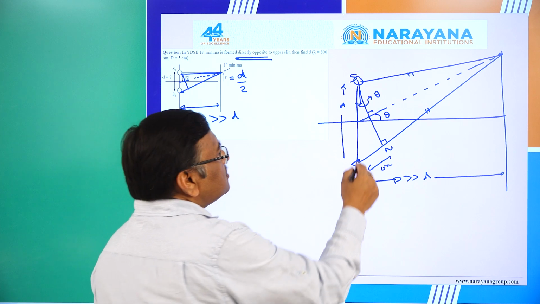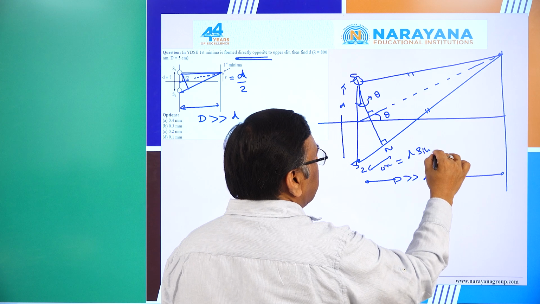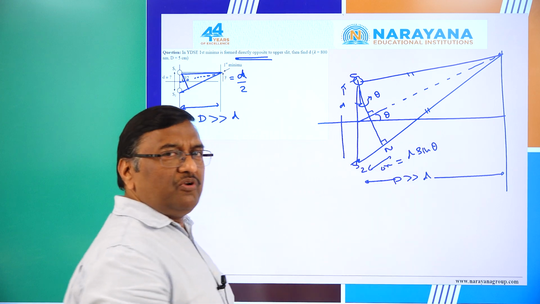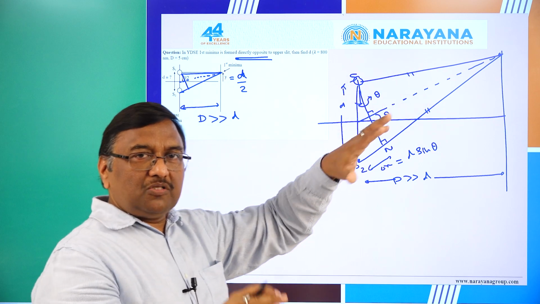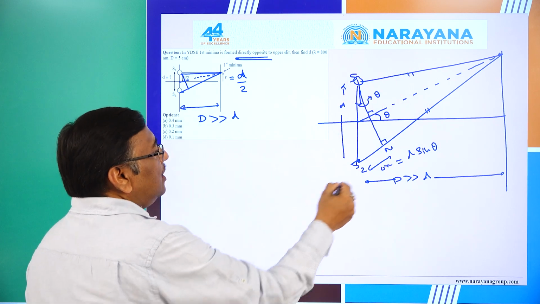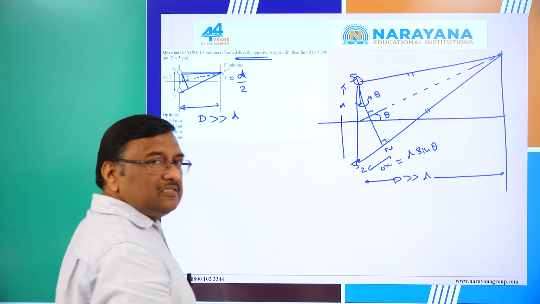So we know this path difference can be written now in the easiest manner, it is d sine theta. So we are trying to do it in a simple way. Otherwise, if you want to do it by binomial expansion, we can do it that way also, but that is going to be lengthy calculations. Delta x is d sine theta, but theta is very small as my capital D is a large value.